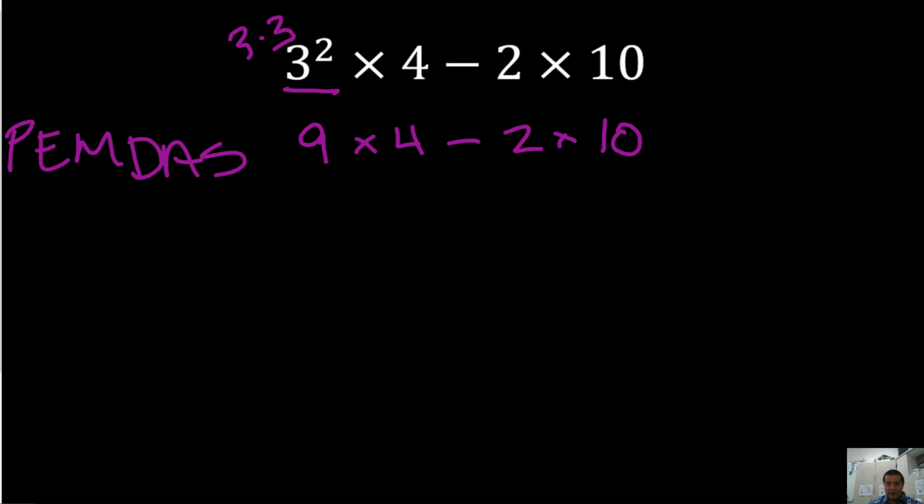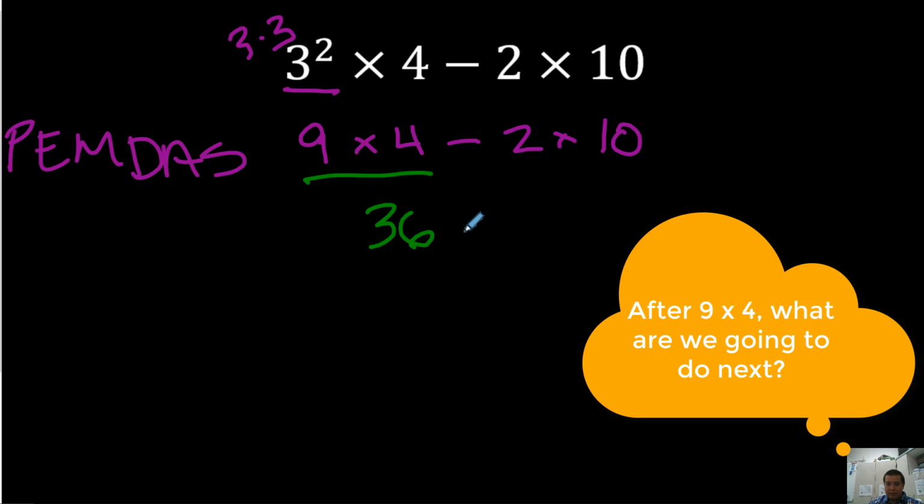So that is our first one. The next thing we need to do is look at this multiplication, subtraction, multiplication. According to the order of operations, multiplication is right here. Subtraction is right here, so that means we're going to do multiplication first. 9 times 4, we're going to do that one first because that comes first inside our expression from left to right. That is going to be 36 minus 2 times 10.